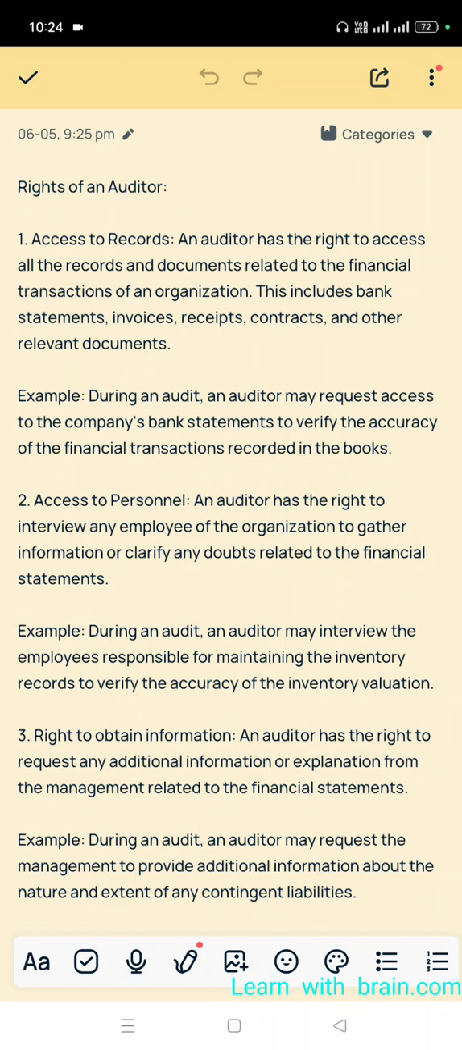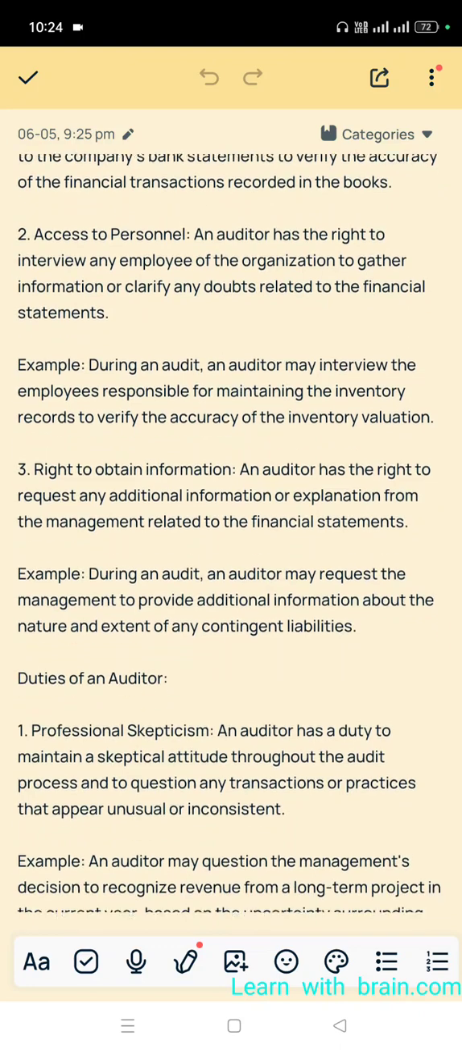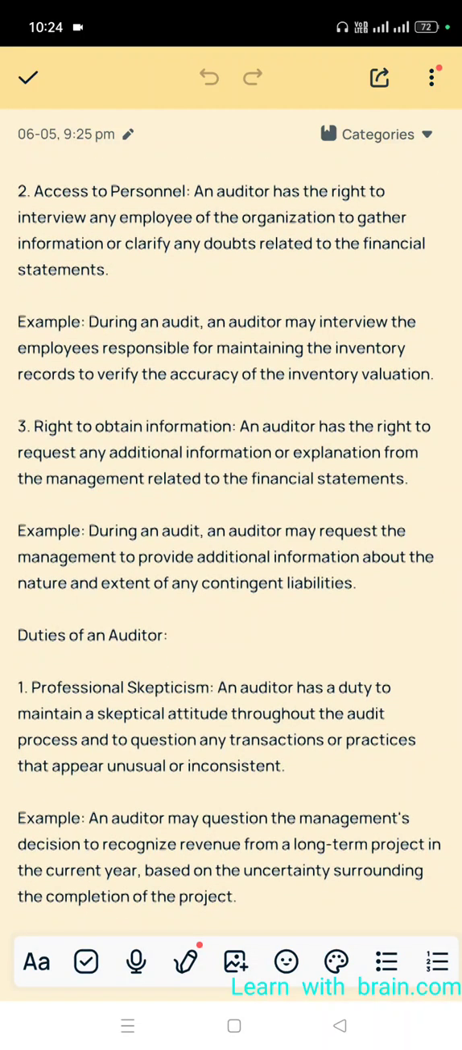For example, during an audit, an auditor may request access to the company's bank statements to verify the accuracy of the financial transactions recorded in the books. So it's the first right, access to records. Next, the second right, access to personnel. Access to personnel, not personal, personnel.